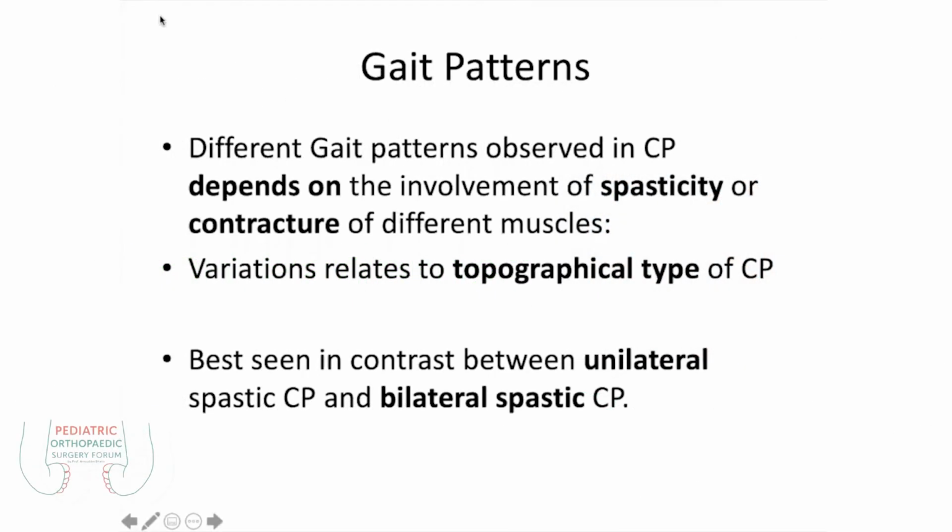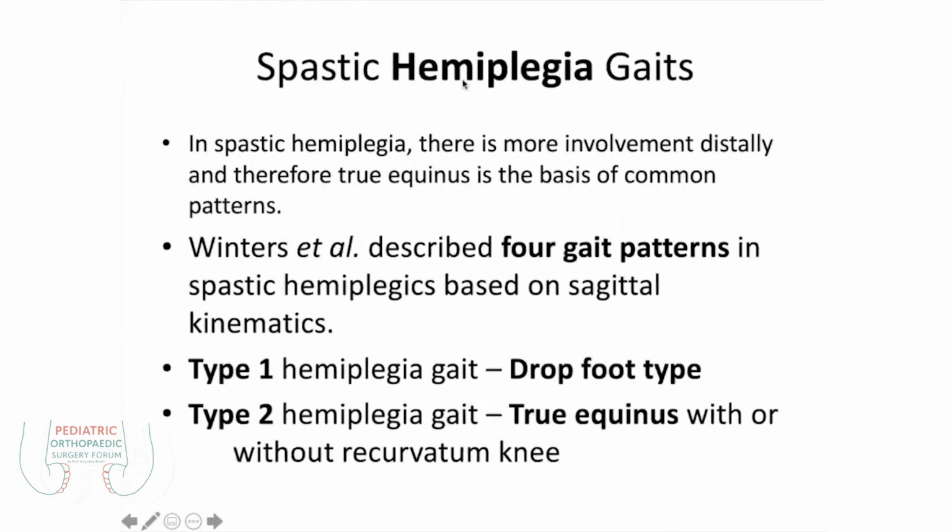So the gait patterns we observe in cerebral palsy are mostly because of the spasticity and the topographical type of involvement, and they are best seen when there is a unilateral involvement instead of a bilateral involvement. When you compare a hemiplegic with a diplegic patient, you basically understand what type of gait the patient has. Then there is spastic gait.